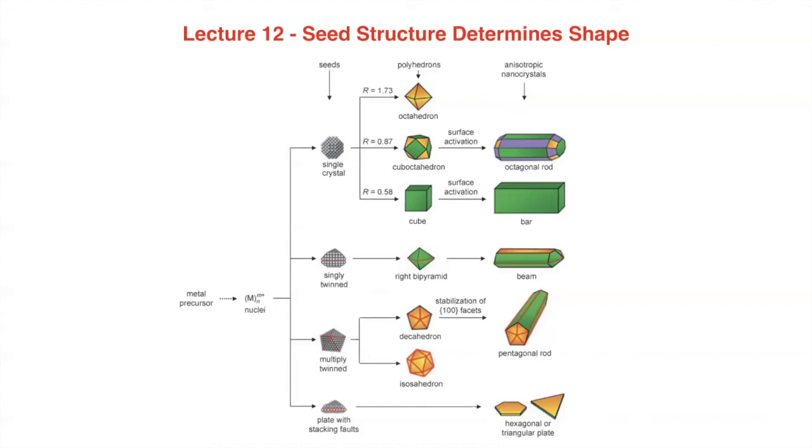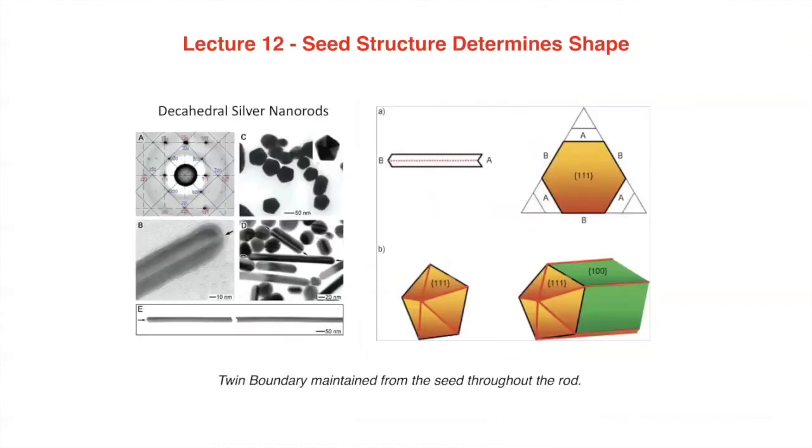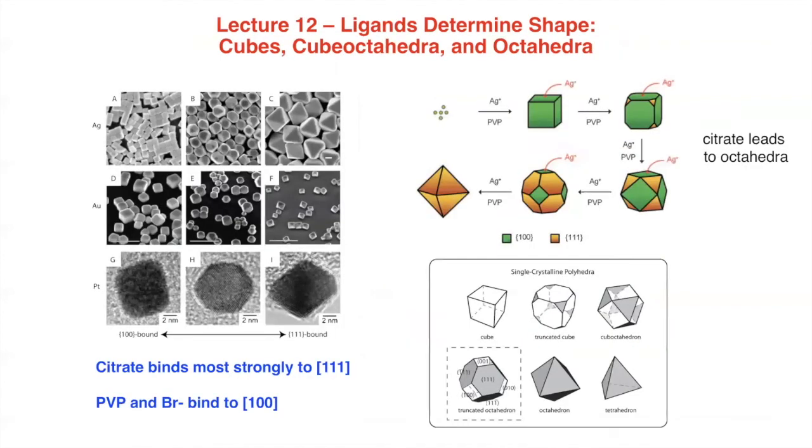So I talked to you about the citrate and the PVP giving these different shapes. Here's an example of the decapod turning into a rod. But in addition to the seed type of thing, it turns out the cube and the octahedron, they have the same internal structure. Okay, so those particular shapes come from crystals that have no twins. But the growing crystal adopts a shape that relates to ligand binding. Okay, so this diagram up here shows you how a cube and an octahedron are related by a cube octahedron.